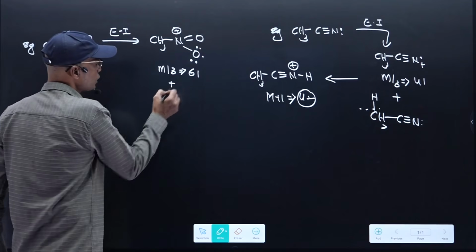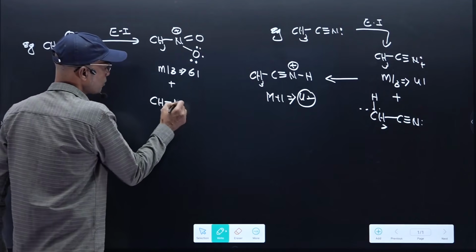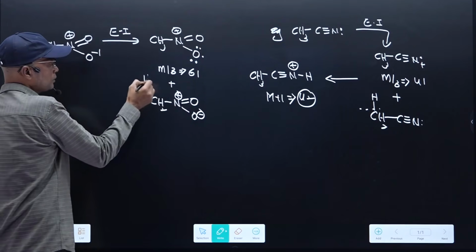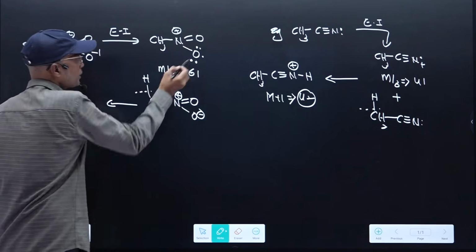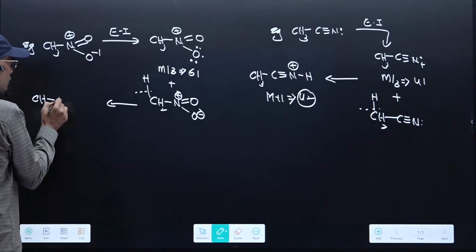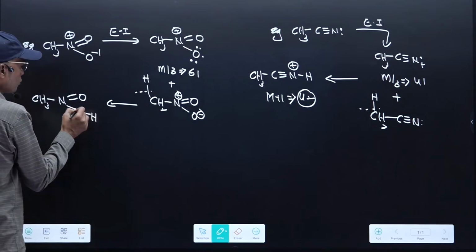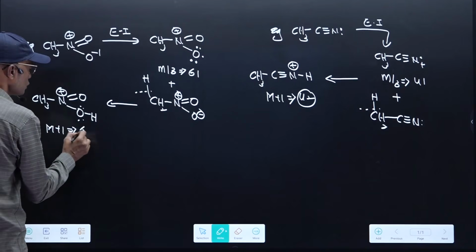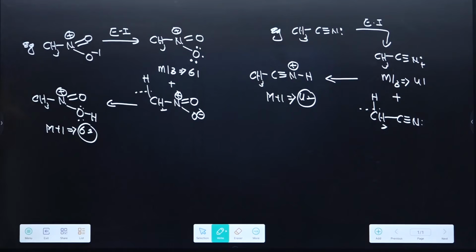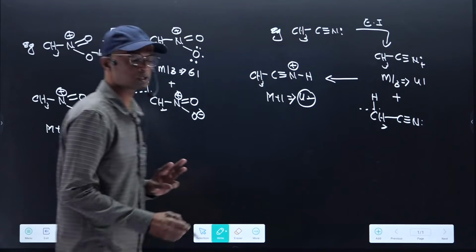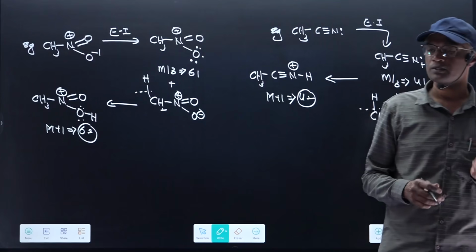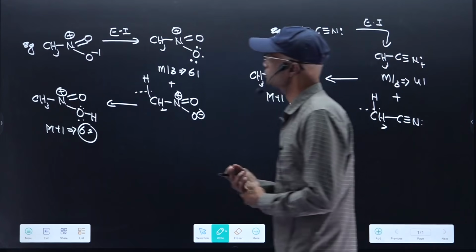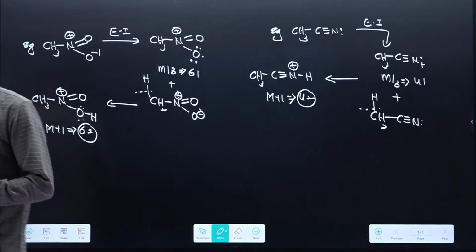So after getting this 61, it is going to collide with a neutral molecule. This is neutral actually. This is minus and this is plus. This molecule, one more time I am writing here. This hydrogen migrates from here to here. So after migration you will get an additional M plus 1 peak. This is a double bond and here OH, lone pair, and this is plus. So this is called the M plus 1 peak, that is 62. Three major functional groups will give this kind of interaction: ether, nitrile, and one more is nitroalkane. So that is the molecule-ion interaction.